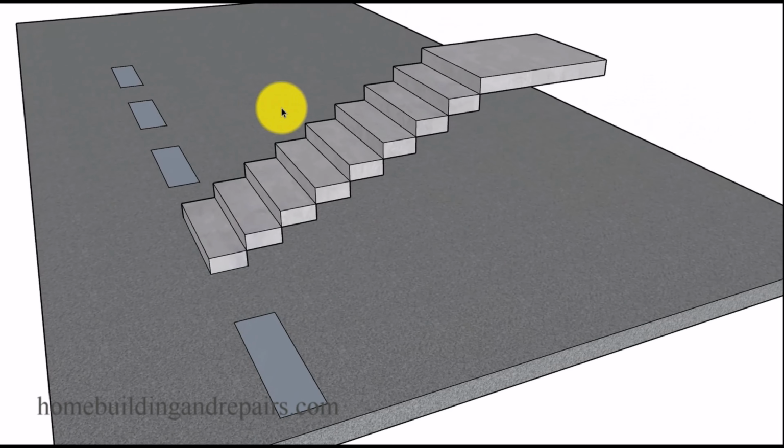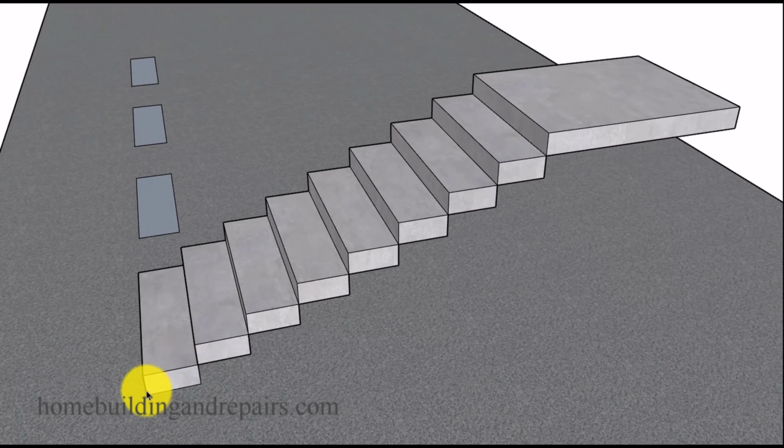So let's just go ahead and go through. This one here, I believe, is 8 steps. 1, 2, 3, 4, 5, 6, 7. 8 steps, 9 risers. That's one of them. And here, of course, we're going to have 7 steps, 6 steps. 1, 2, 3, 4, 5, 6. And then we are going to have 5 steps.